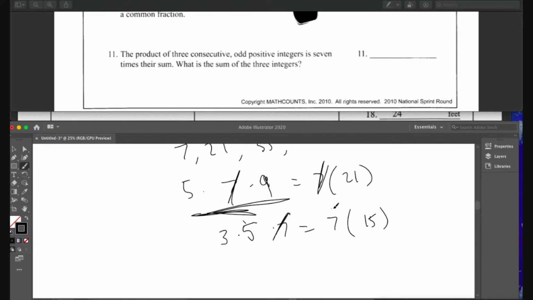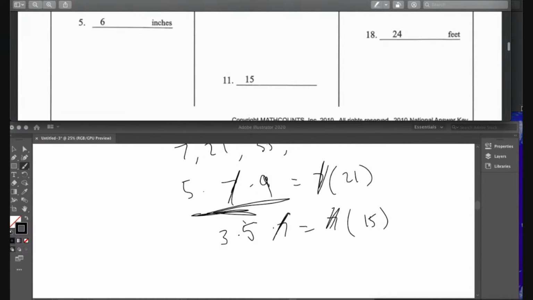And then these 7's cancel, and then we can see that 3 times 5 is 15, and yeah, that works. So then the sum of these three numbers is 15, so that should be our answer. Yeah, that is our answer.